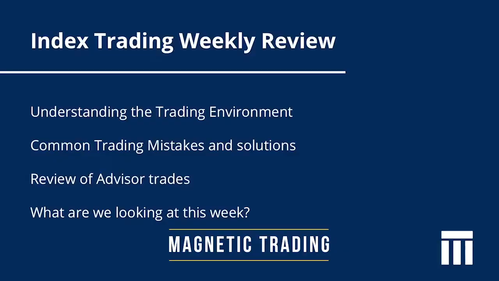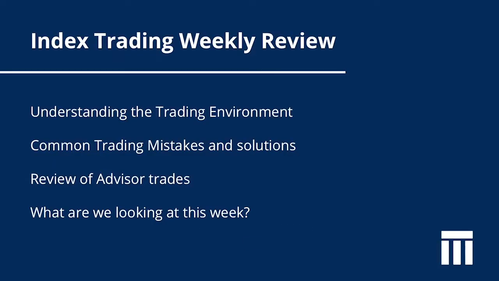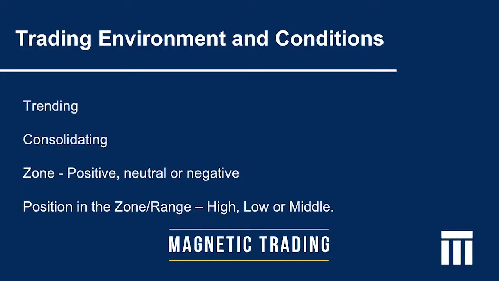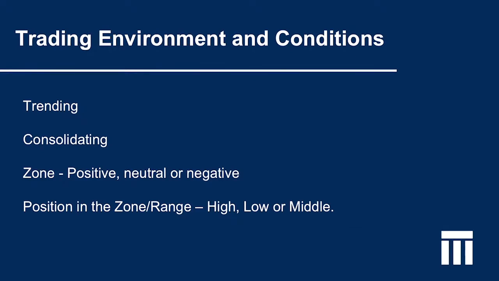Understanding environment and conditions of the market is hugely important, and it's something which can be overlooked when you're trading. You may just be simply looking for a trading pattern to get in, but you must understand what kind of environment you are trading in. Two simple examples of environment are if we're in a trending market or a consolidating market. Those are the basics, but we also want to go a little bit deeper than that and look at what zone we are in the market.